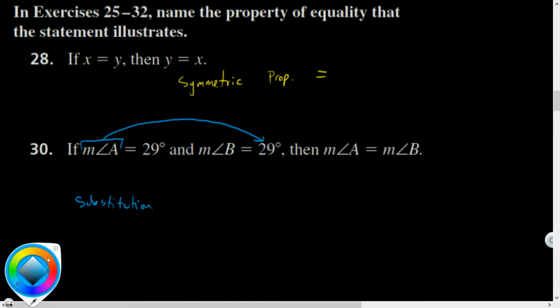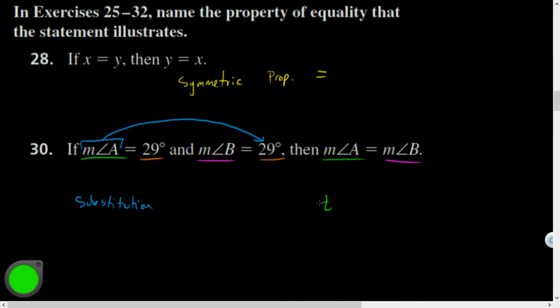Another way, I could have said if the measure of A is equal to 29 and 29 is equal to the measure of B, then the measure of A equals the measure of B by the transitive property. And all transitive properties are a type of substitution, but not all substitutions are transitive.